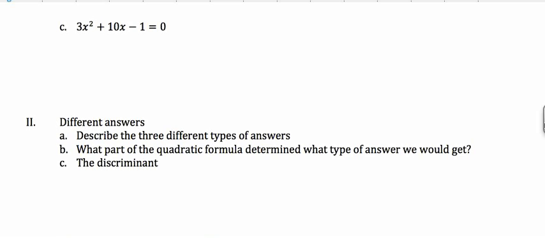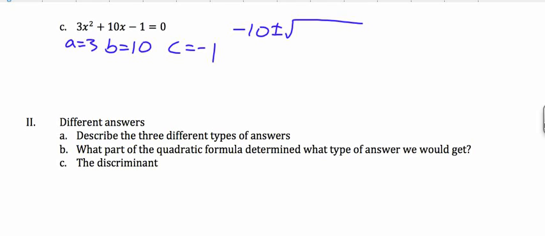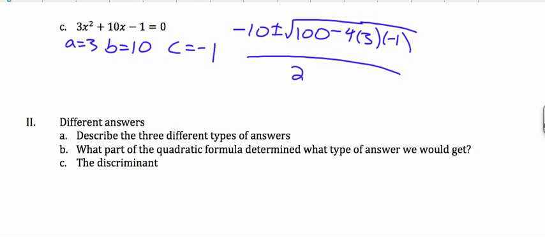Here, our A is 3, our B is 10, and our C is -1. Plop them into the quadratic formula. Opposite of B, plus or minus the square root of B squared is 100, minus 4 times 3 times -1. The -1 is definitely important. All divided by 2 times my A, which is 3. 100 minus 4 times 3 times -1 is 112, I believe.